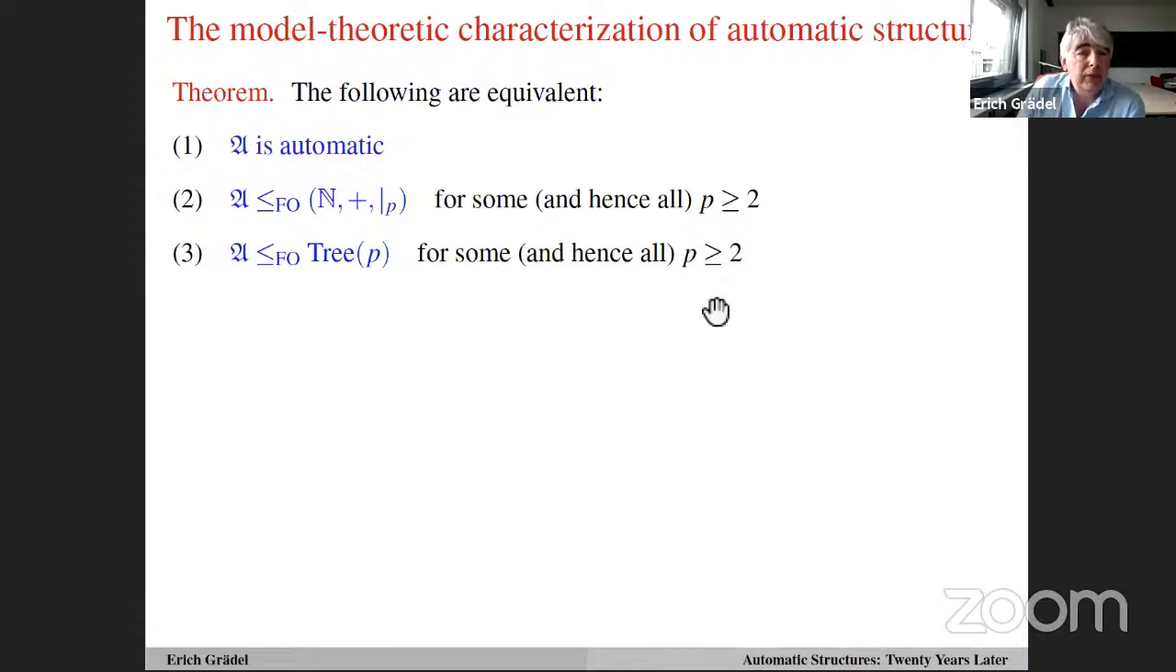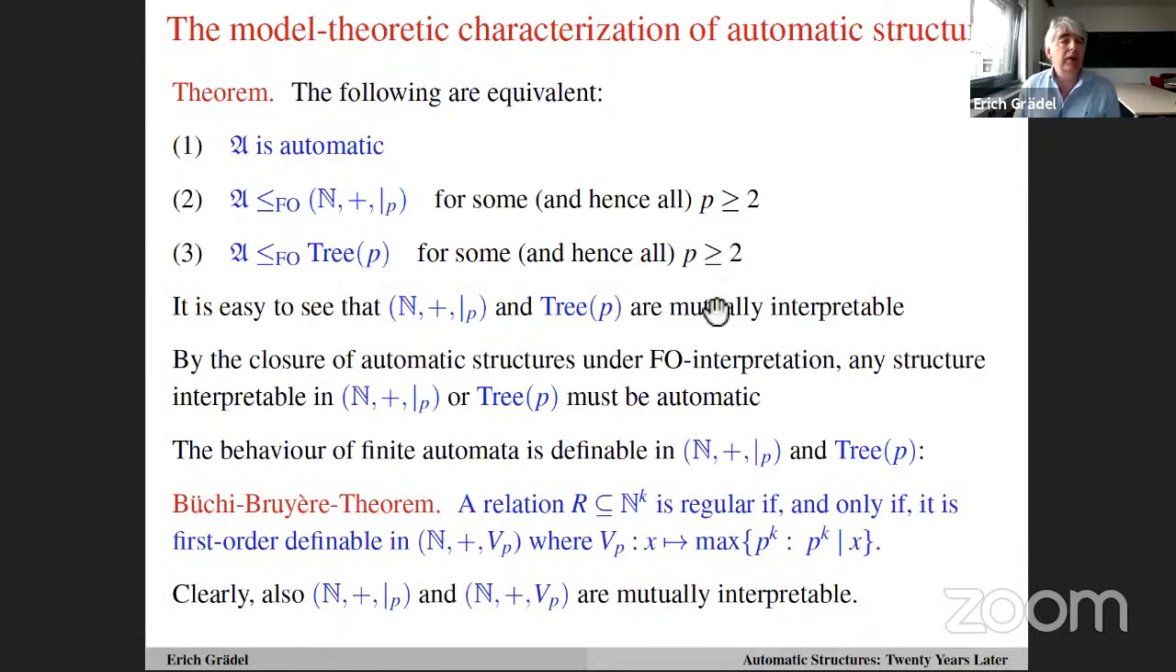Now here we get back to the theorem that I mentioned, which was the case of word automatic structures, and it's now not very difficult to see that this indeed holds. In fact, this follows in a not too difficult way from known results on automata theory. First of all, it is not difficult to see that these various universal automatic structures are mutually interpretable into each other. And so by the closure of automatic structures under first order interpretation, any structure that is interpretable into one of these universal structures must also be automatic.